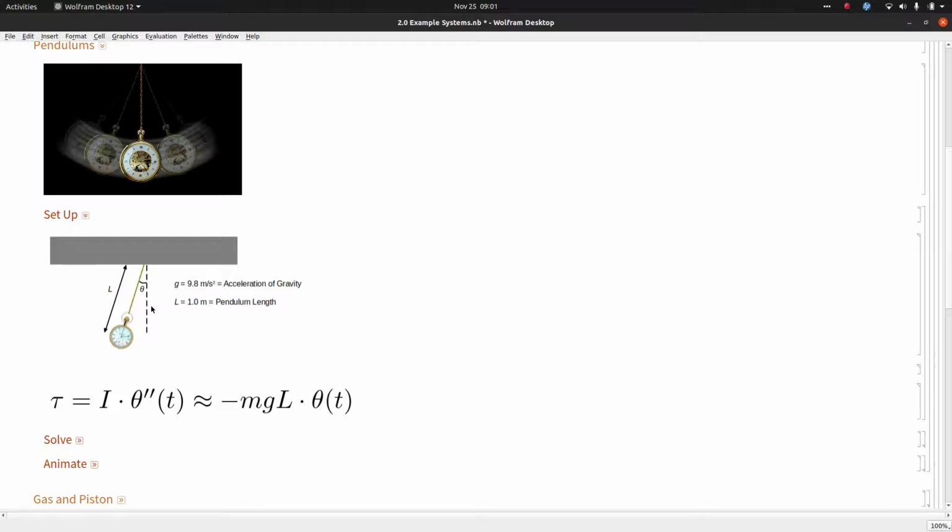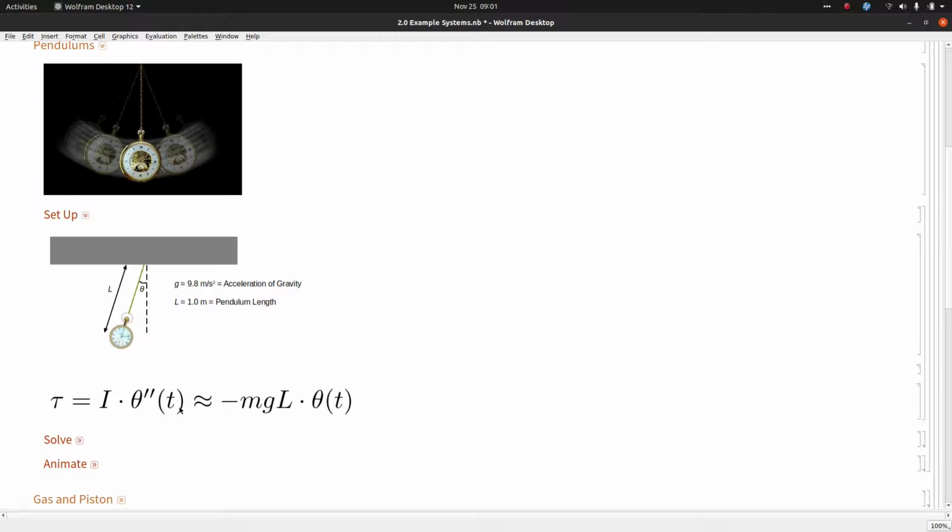we are going to be dealing with angular forces, which are also known as torques. So the equation for torque is given by the Greek letter tau, which is equal to the moment of inertia, given by the symbol I, times the angular acceleration, which is given by theta double prime, the second derivative of the angle with respect to time. So we're looking at the rate of change of the angular velocity, which is the angular acceleration.